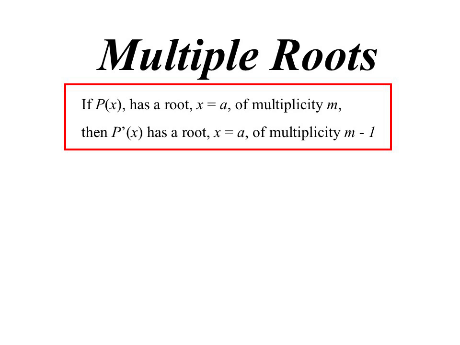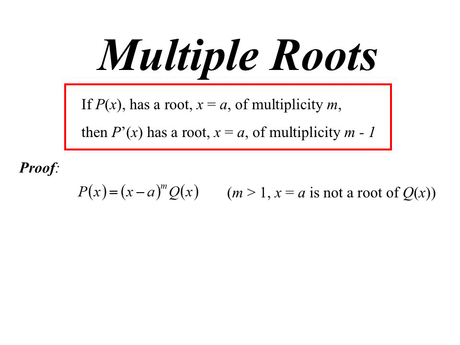Multiple roots of a polynomial, how can we locate them quickly? And there's this little rule here. If a polynomial does have a multiple root, then its derivative will have that same root. Now the order of it, or the multiplicity of it, will be one less. Let's just go and prove it.